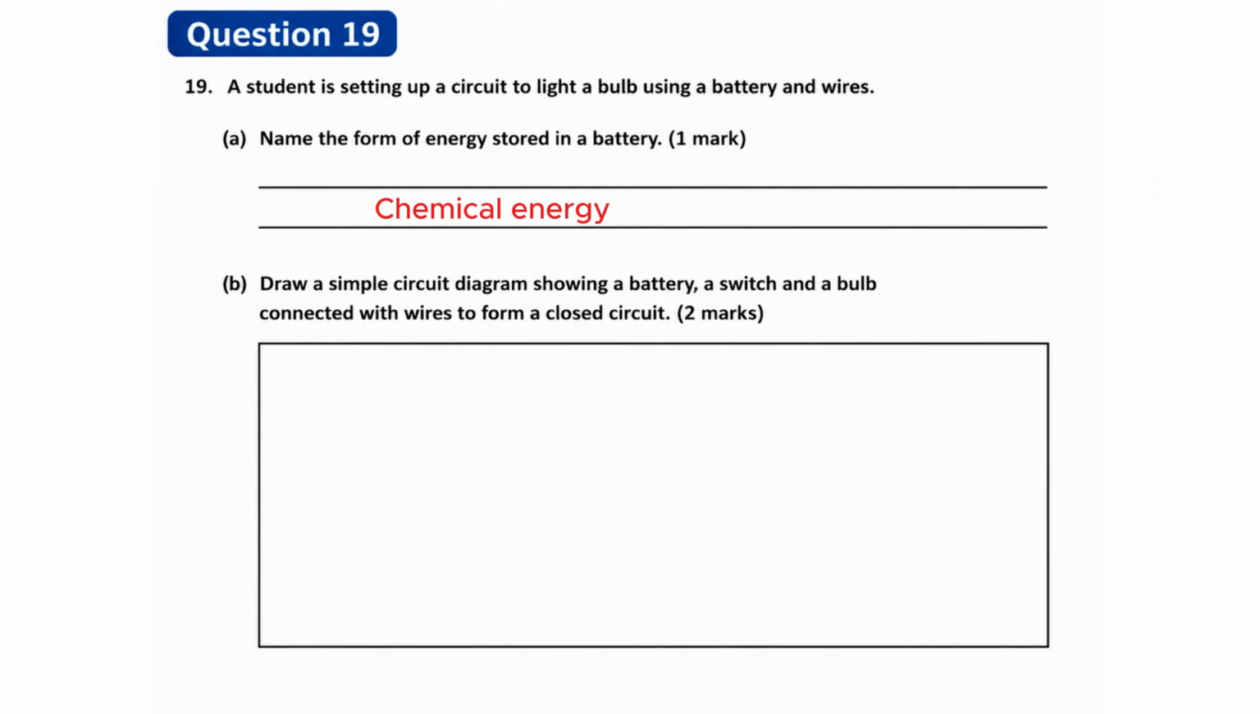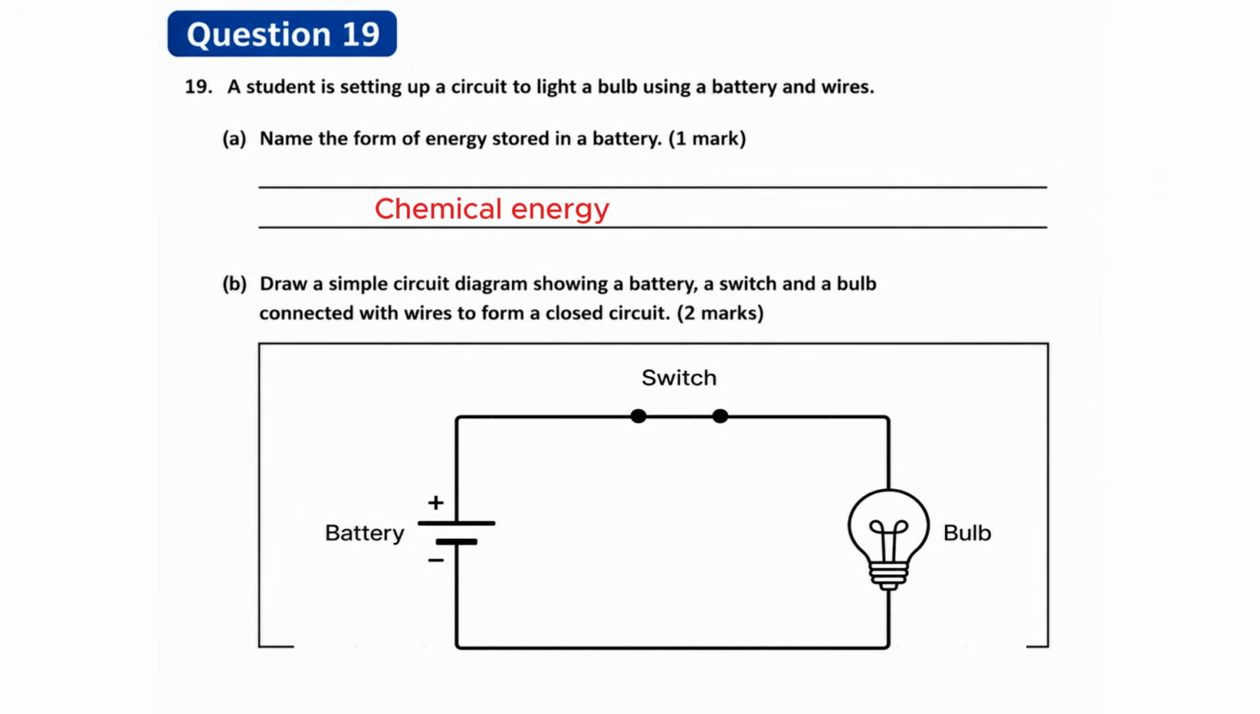Then question 19B. We are now in question 19B. Draw a simple circuit diagram showing a battery, a switch, and a light bulb connected in a series. So for this question, I'm going to draw, and I'm going to show you my drawing. So look at this paper. This is what I drew, and this is a diagram showing a simple circuit of a battery, a switch, and a light bulb, which are connected in a series.